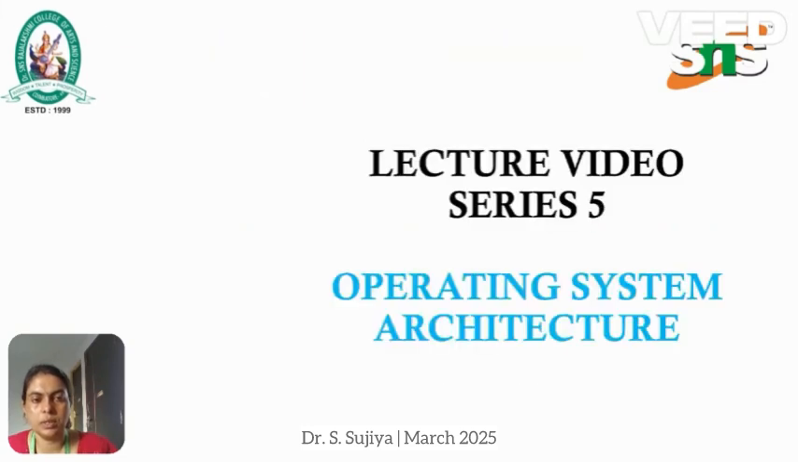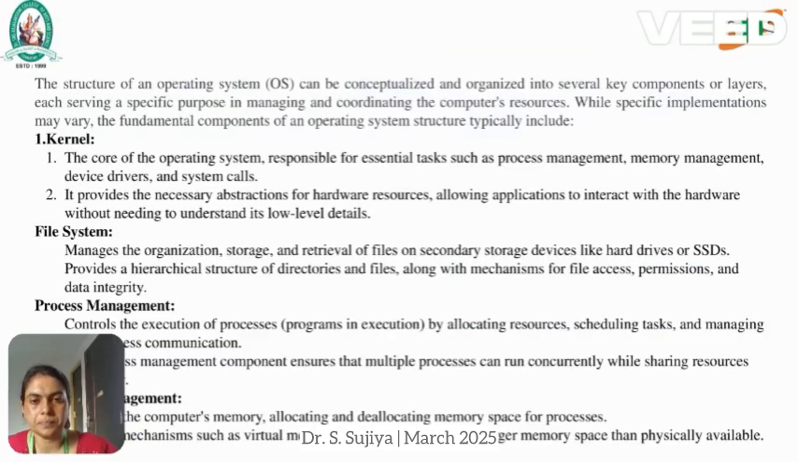Today, the video in this series I am going to discuss is about the operating system architecture. The system architecture of an operating system consists of various components. One is the kernel, next is the file system, and next are process management and memory management. The kernel is responsible for essential tasks such as process management, memory management, device drivers, and system calls.